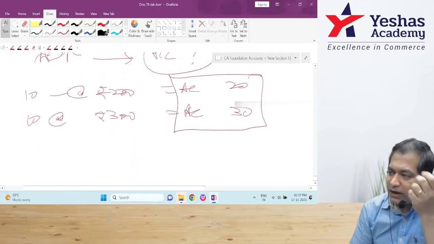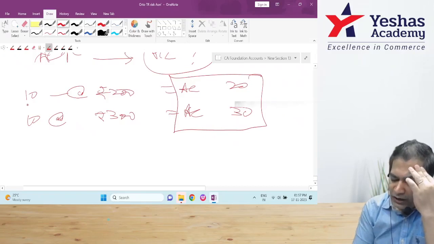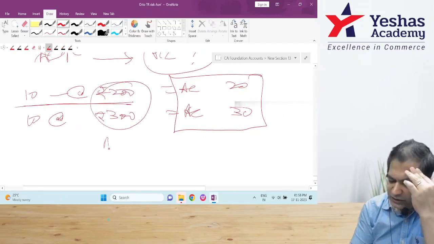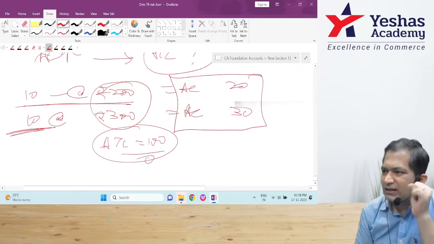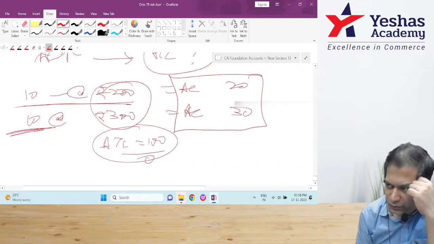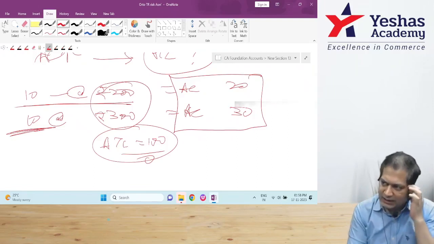Can I calculate the marginal? The answer is no. Why? Because a change in the total cost is happening. So I can say delta TC is 100. But what is the delta quantity? 0. So can you have any number that has an infinite value? The answer is no. Understood? That is the relationship with regard to MC, AC, and ATC.